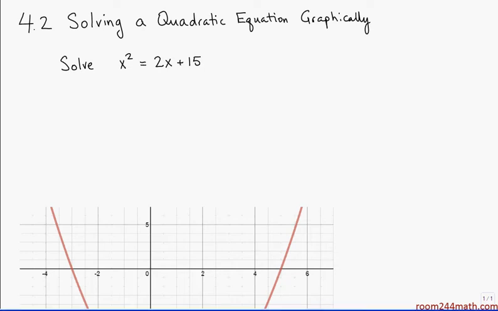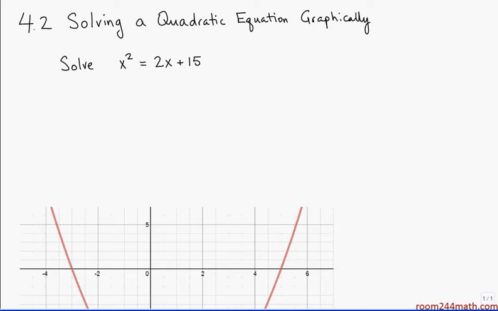4.2 is a section that doesn't really introduce anything new, just gives you a different way of looking at things you've already been doing. So how to solve a quadratic equation graphically. Let's say we're given the equation x squared equals 2x plus 15. It's obviously a quadratic equation, and pretty much regardless of the way we're going to solve it, we would bring everything over to one side.